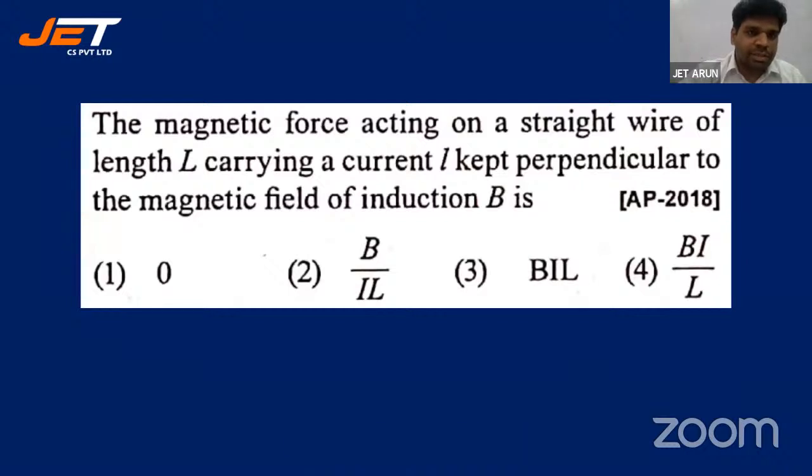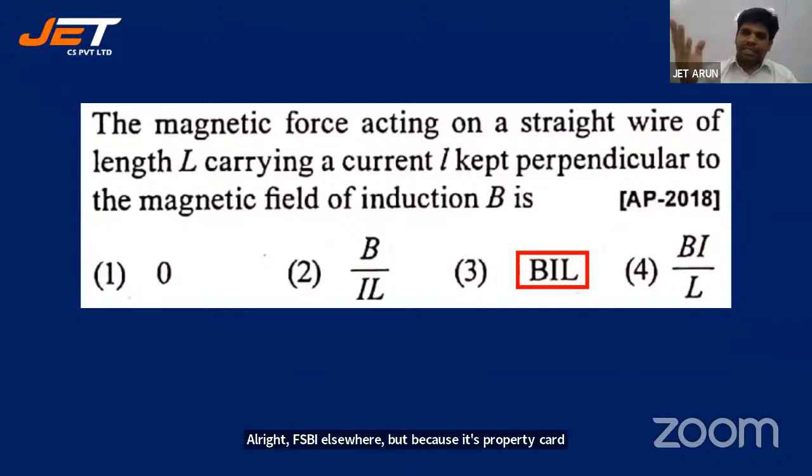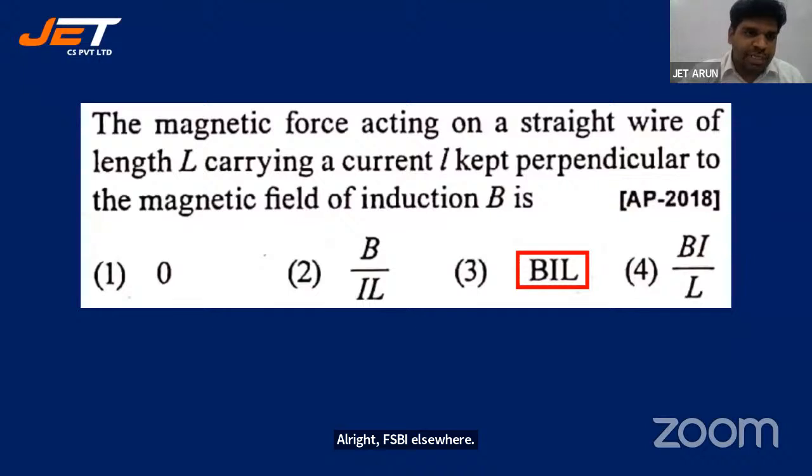Okay, let's look at the next one. Let's look at the key students. All right, it's BIL. F is BIL students. BIL sine theta, but because it's perpendicular here, theta is 90 degrees, sine theta becomes 1, so it becomes BIL. So 3 is absolutely right, students. 2 and 4 are wrong. Correct them.